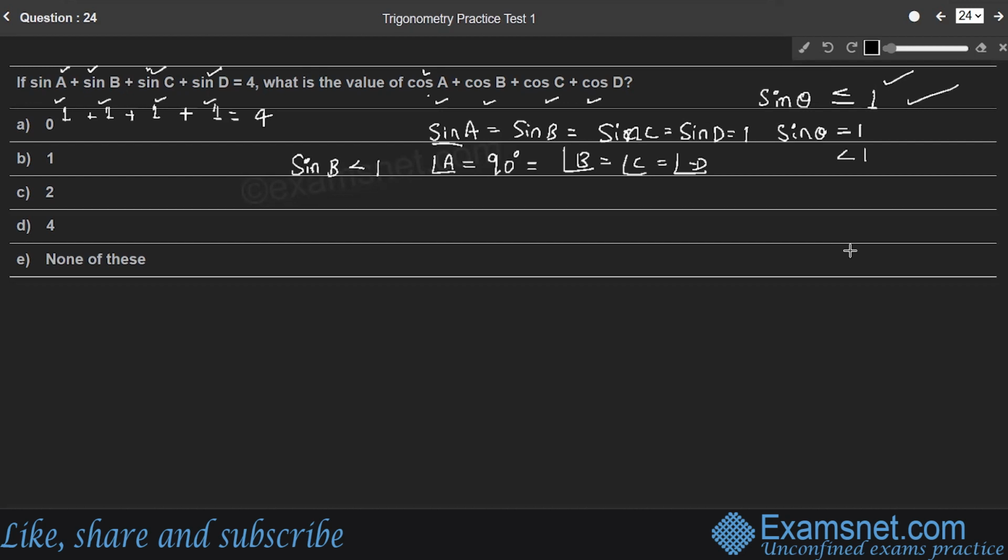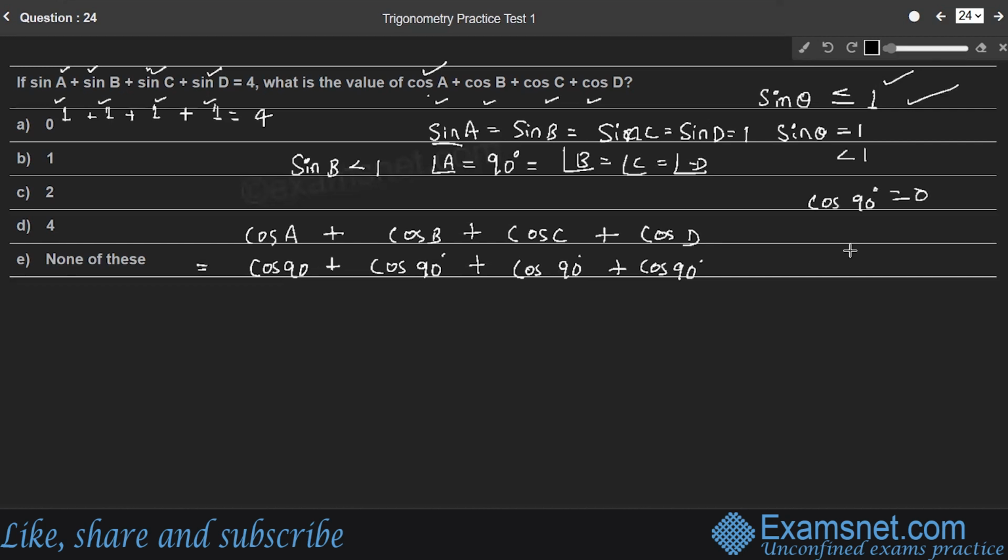So what is the measure of cos A here? Cos A plus cos B, plus cos C, plus cos D. So what is cos A? Cos 90 degree, plus cos B. B is also 90 degree. Cos 90 degree plus cos 90 degree. We all know that cos of 90 degree is always 0. So we'll have 0 as the final answer. So 0 is the final answer, option A.